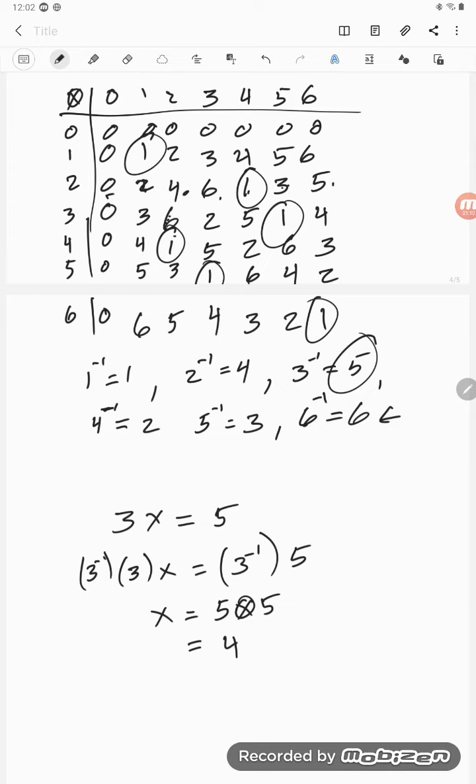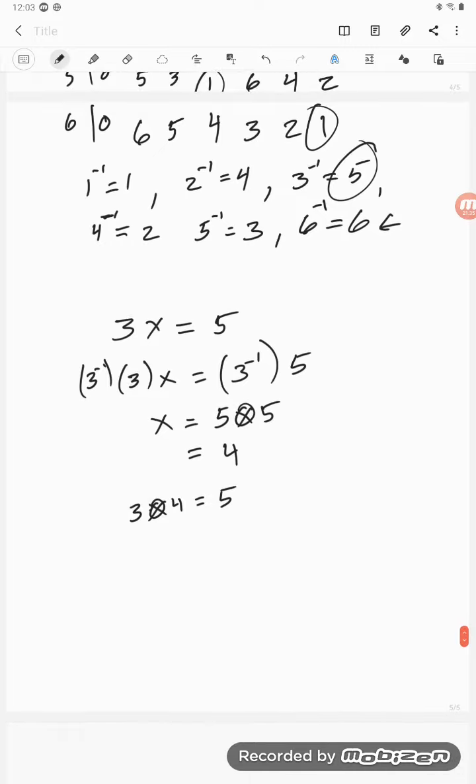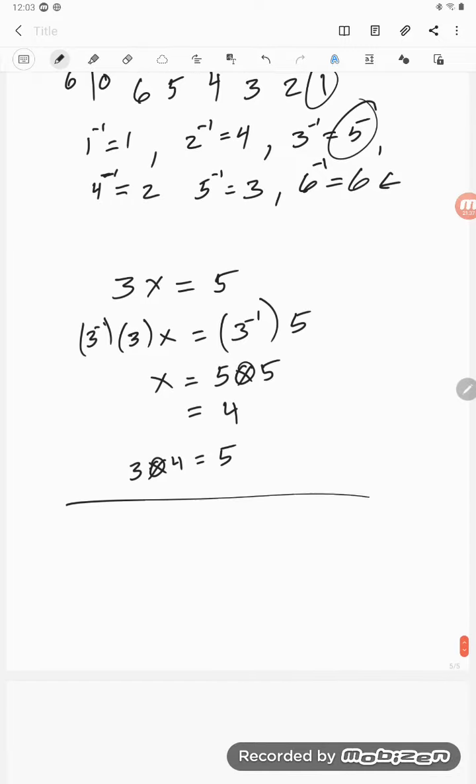And so according to this, x is equal to 4. We get 3 times 4 is 5. Let's go up and check that. Here's 3 up here, and 4, and 3 times 4 is indeed 5. Okay, so it's a little strange solving these equations. What if we have a system of equations?